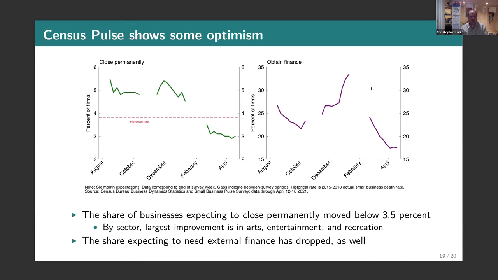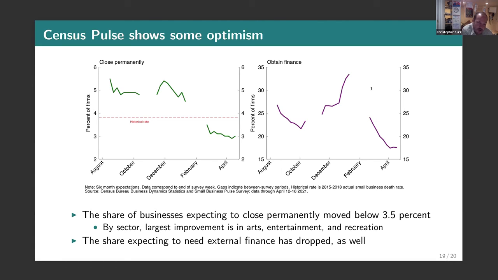I'm going to bring in some survey evidence right here and talk about expectations of permanent closure and the need to obtain external finance. This comes from the Census Small Business Pulse Survey. I think if you go to contributed session S, Kathy Buffington is going to talk about the Small Business Pulse Survey in more detail.